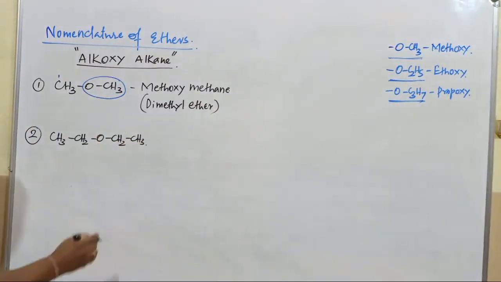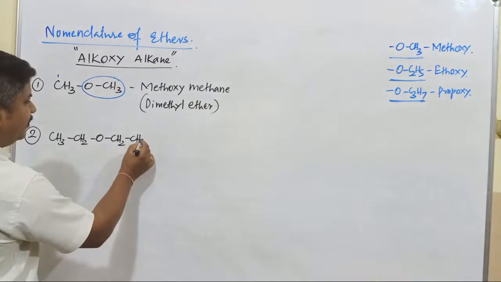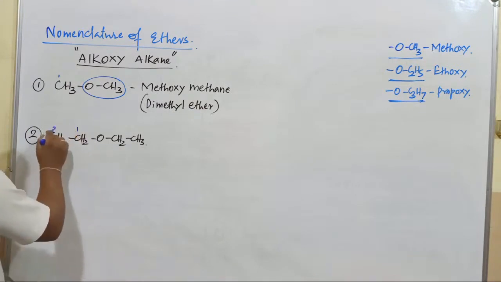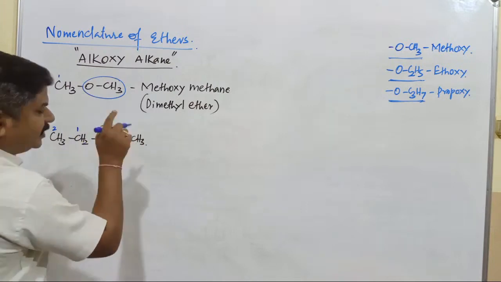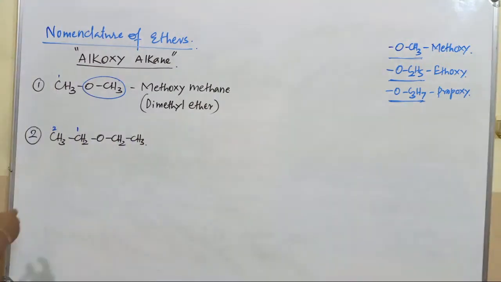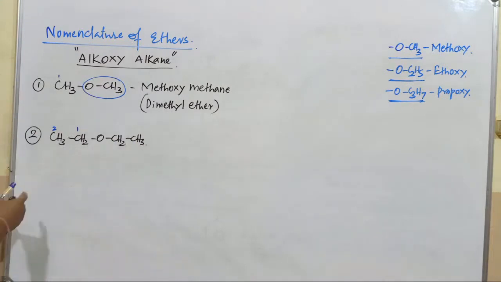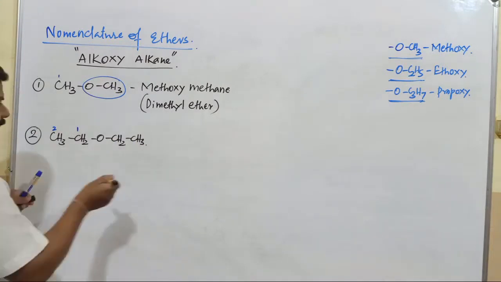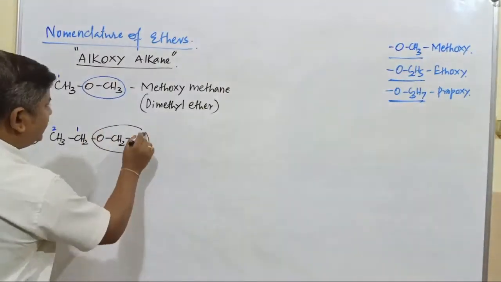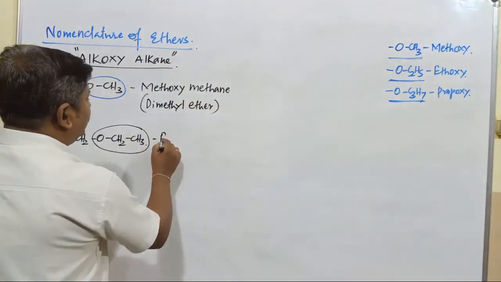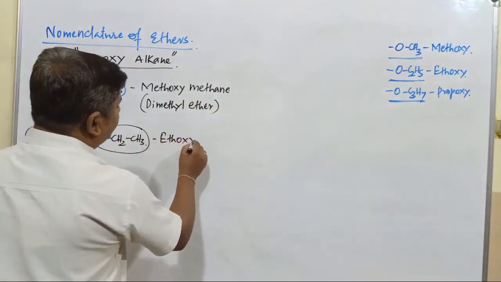Another ether compound is present. Totally how many carbon atoms are there here? 4 carbon atoms are there. But are all the 4 carbon atoms a part of the longest chain? No. You have to consider this is number 1 carbon atom and this is number 2, or this is number 1 and this is number 2. Anyway, both sides contain 2 carbon atoms. When these 2 carbon atoms are part of the long chain, the whole group is taken as alkoxy. O with the CH2CH3 is called ethoxy. Now this compound is called ethoxy.